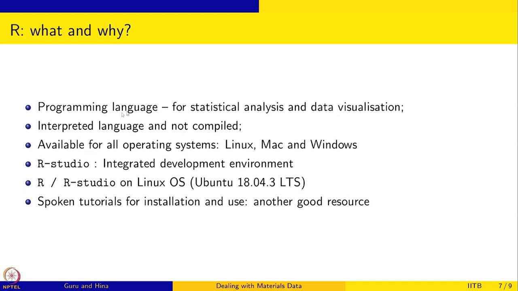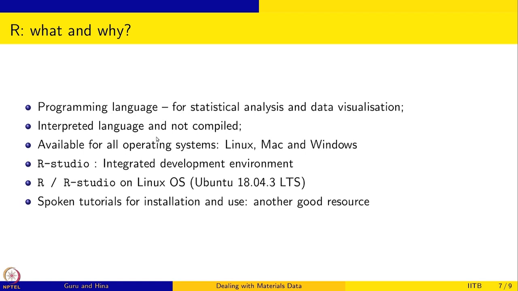So what is R and why are we using R? R is a programming language specifically meant for statistical analysis and data visualization. And this is the part I want to emphasize, because you will find that programming languages like Python also, for example, can do most of what we are doing. But our emphasis is on statistical analysis and interpretation and visualization of data. So R is a programming language which is specifically meant for such statistical analysis. So we are going to use R.